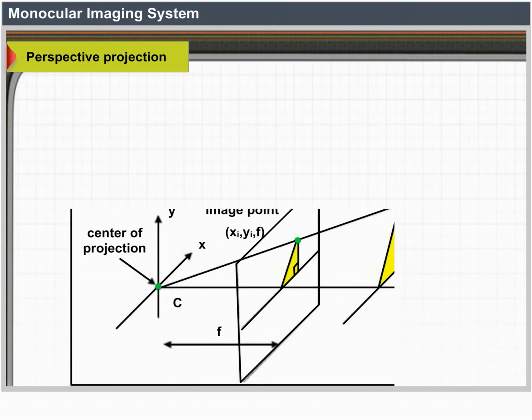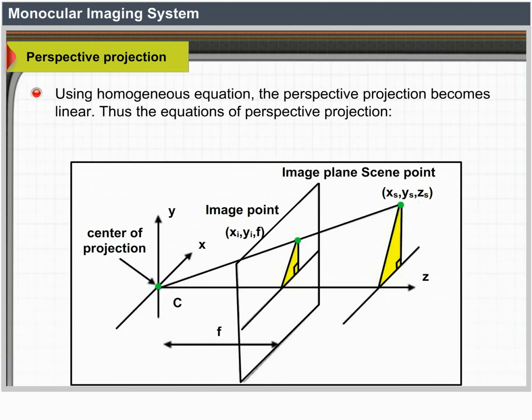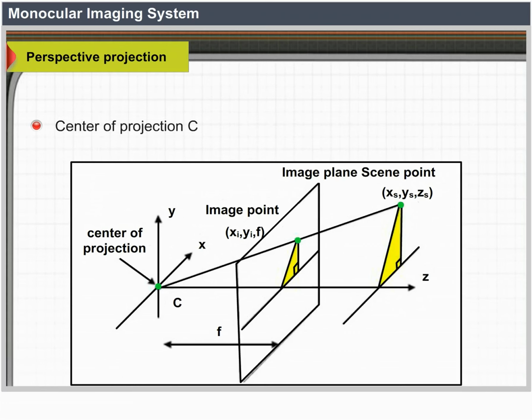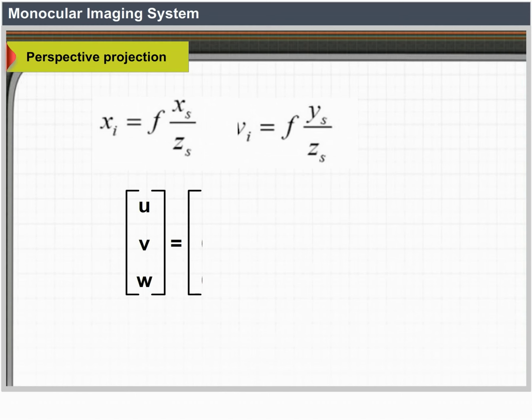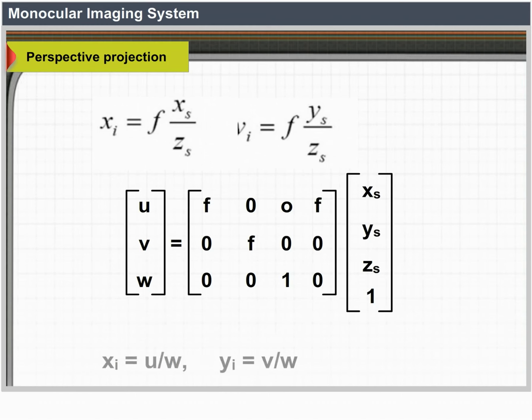Perspective projection. Using homogeneous coordinates, the perspective projection becomes linear. Thus, the equations of a perspective projection with center of projection C are represented in the diagram attached and the matrix. The equations of perspective projection are as represented in the diagram shown.